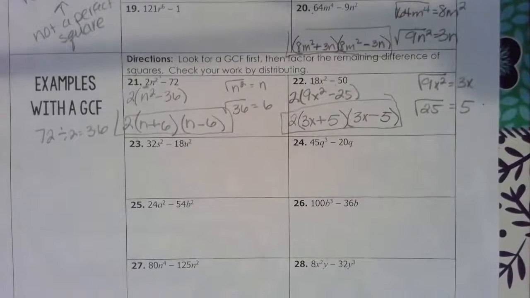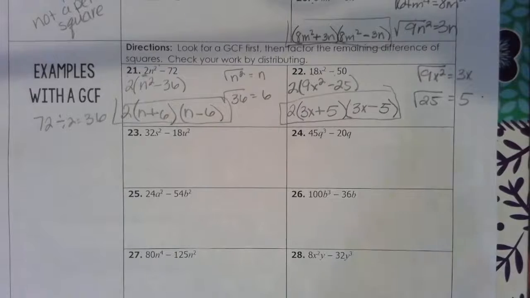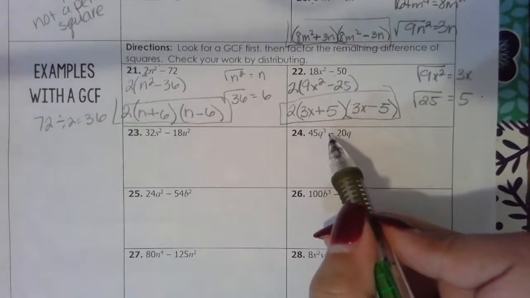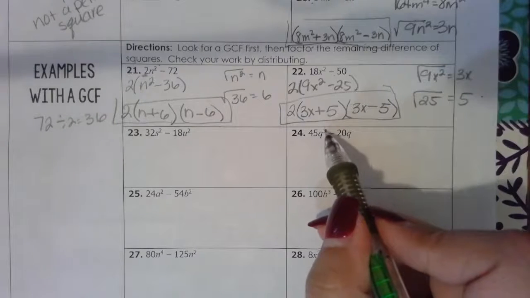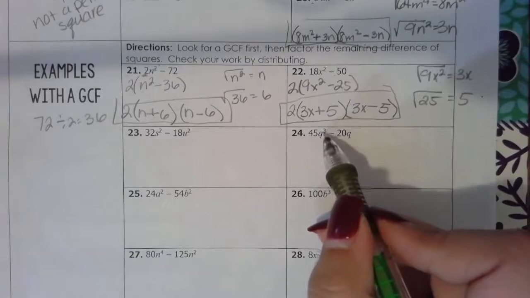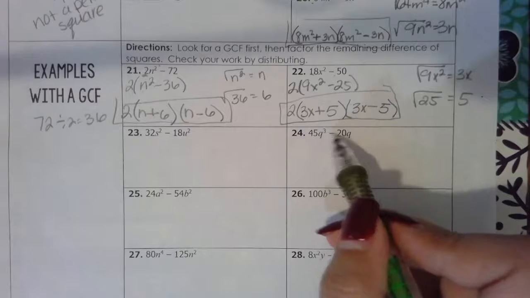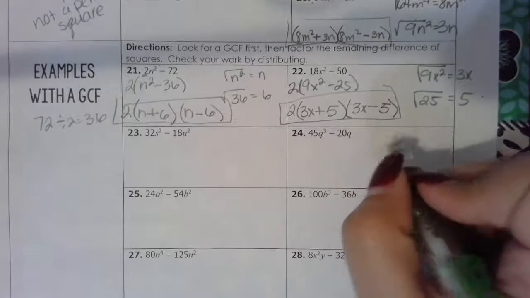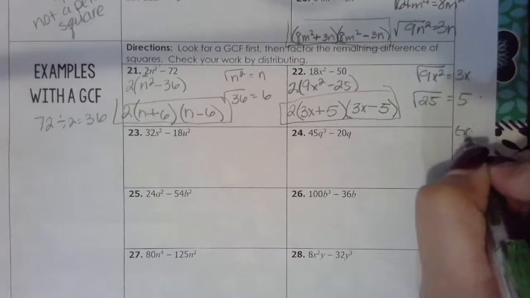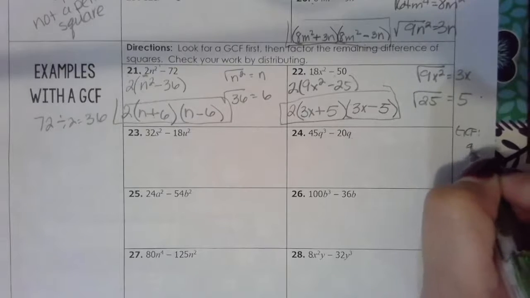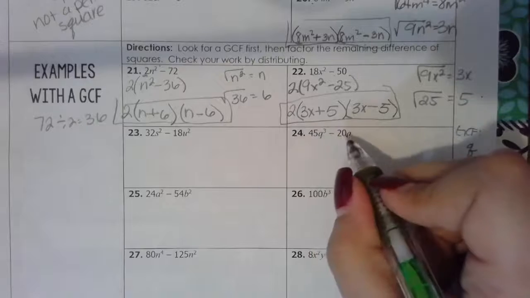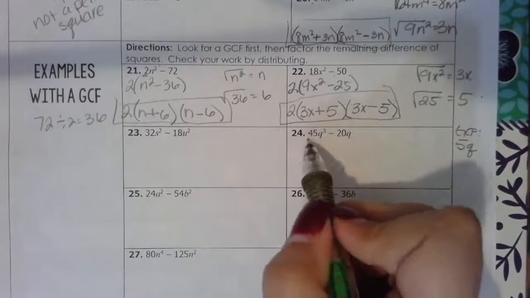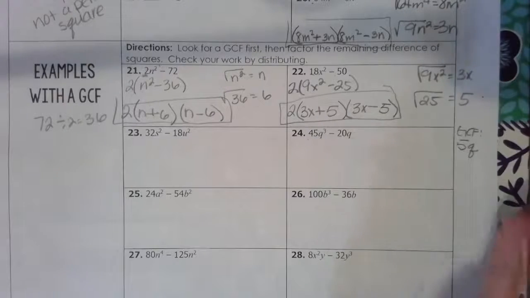Okay. Glance down at number 24. You have 45q to the third minus 20q to the first. You have a q to an odd power. When you have a q to an odd power, check, do you have a q in both sections? If you say yes, then you can factor out a q. So our greatest common factor in this case is going to have a q in it. Now 45 and 20 both have a 5 in common, because 5 goes into 45, and 5 goes into 20.